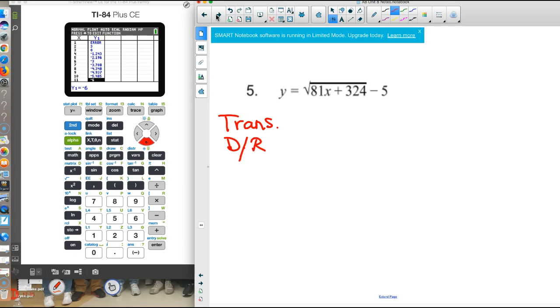So this one, when they look like this, you have to factor out that lead term. So what you need to do is take 324 on your calculator, and I need you to divide it by 81 for me.